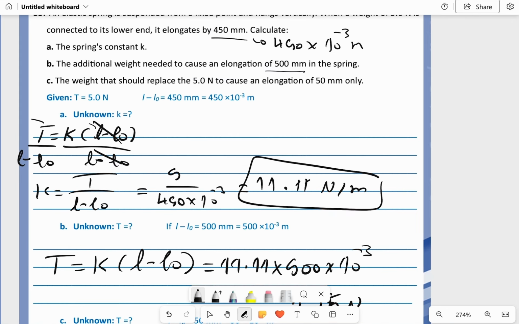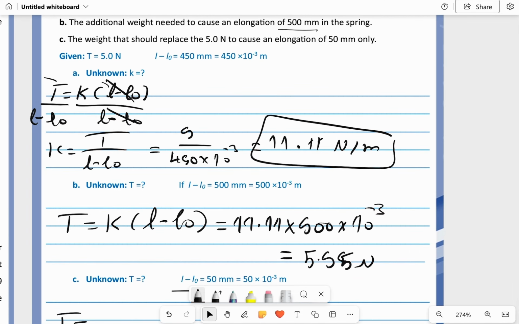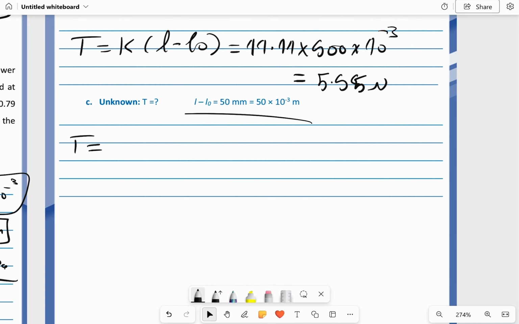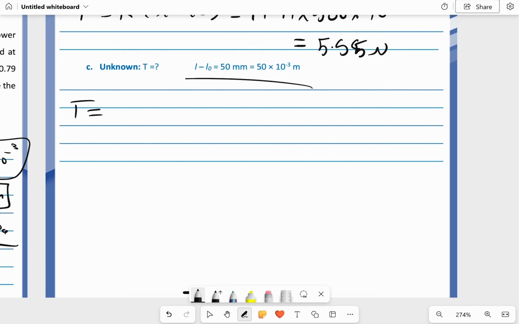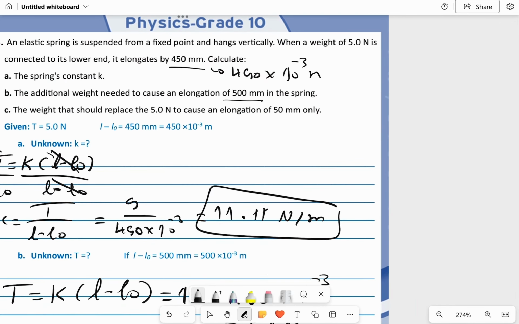This one too, tension is equal to what? It says the weight that should replace the 5 Newton to cause an elongation of 50 millimeter only. So you have 50 millimeter, change it to meter. You have 50 times 10 to the power of minus 3. Tension is equal to K, 11.11, times 50 times 10 to the power of minus 3 meter. Then you have 0.55 Newton. Okay, this is question 35.